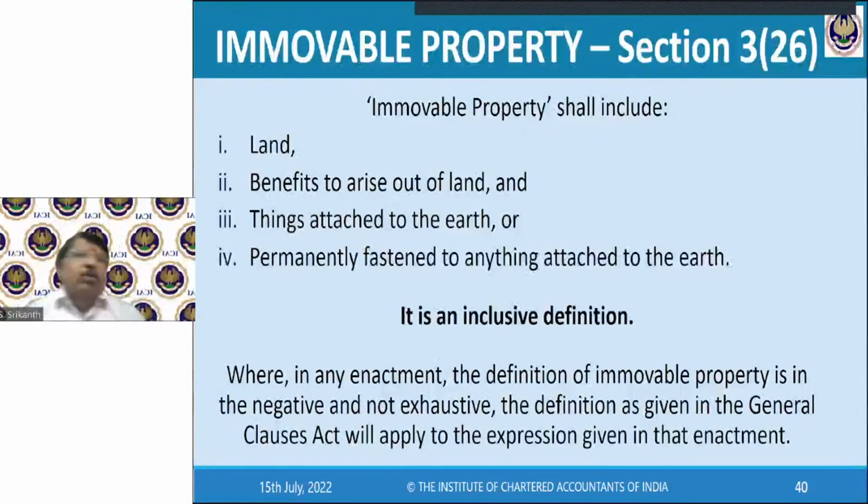Okay, coming back to immovable property. Immovable property shall include land. No problem, land. Benefits to arise out of land means crops, trees. All that is benefits to arise out of land. Things attached to the earth, for example, the building. It is attached to the earth. So buildings, sheds, anything permanently fastened to anything attached to the earth.